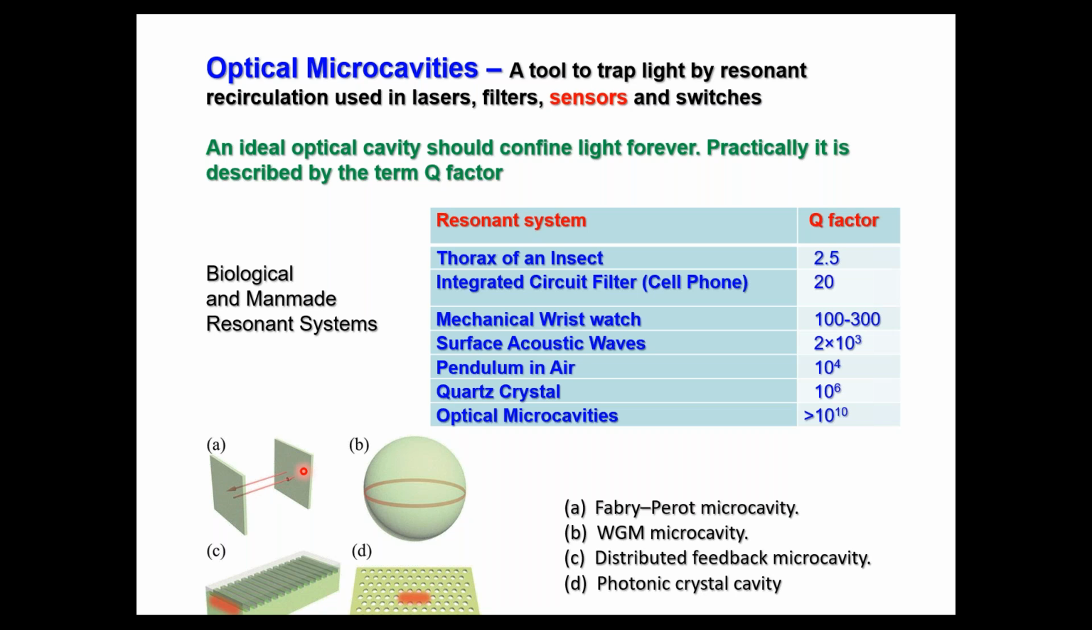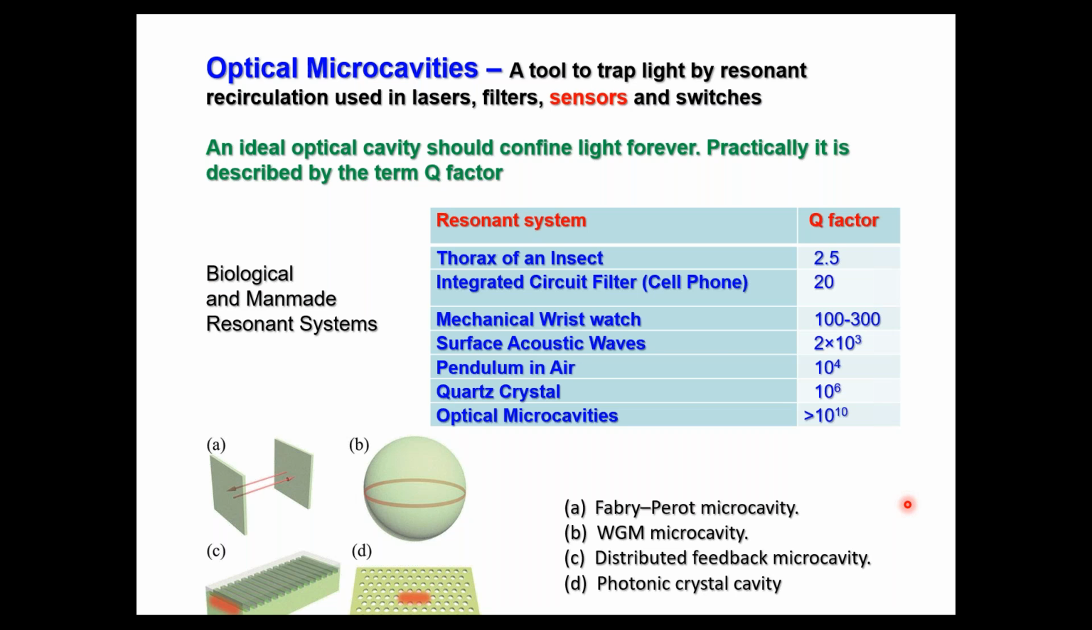So the problem with this kind of mirrors is that you cannot ensure the existence of light for a longer period of time. So an ideal optical cavity should confine the light forever. Practically, it is described by the term Q factor.